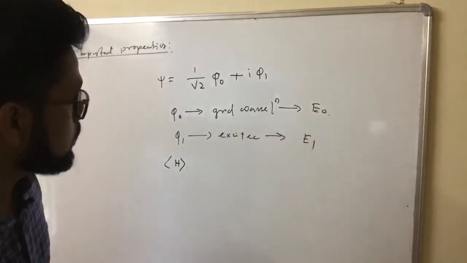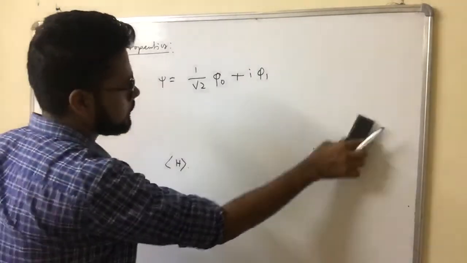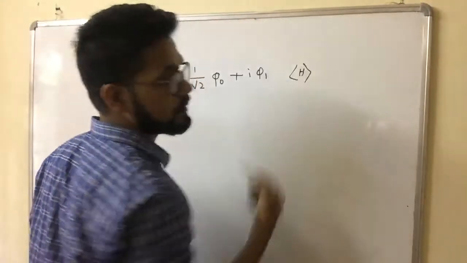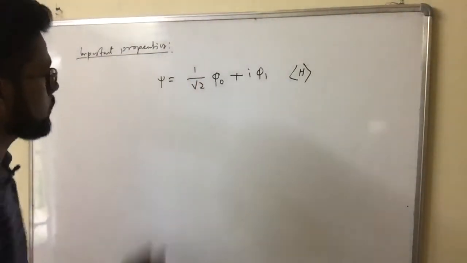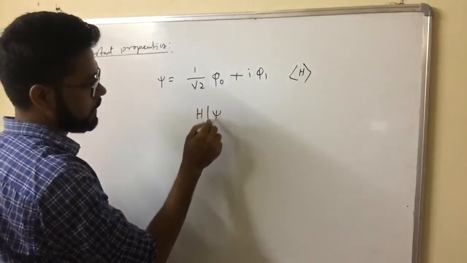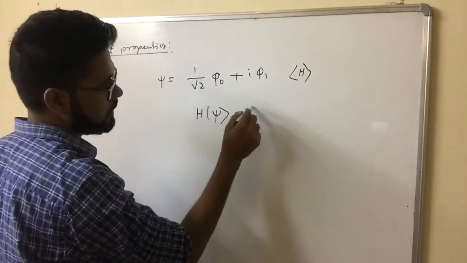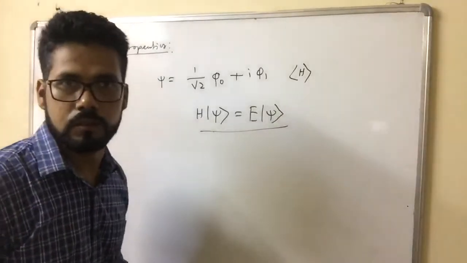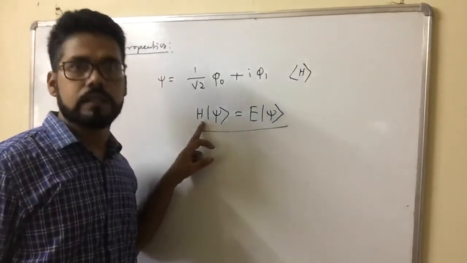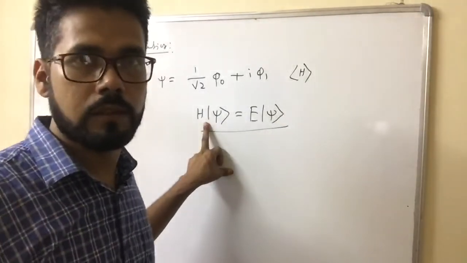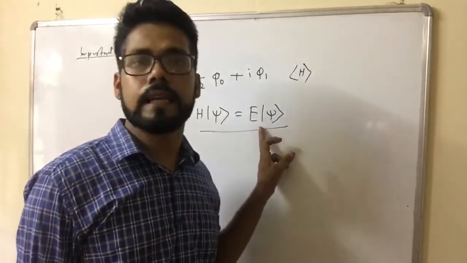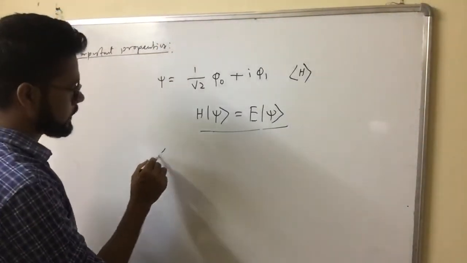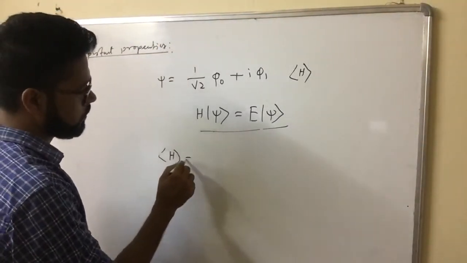So what do we have to do? This part I am removing. Now I have to calculate the expectation value of the Hamiltonian. We know this formula. The Hamiltonian is the operator, operator is equal to energy. This is the Schrodinger time dependent equation. The Hamiltonian is the operator which represents the total energy of a system, and E is the eigenvalue. Hamiltonian means energy eigenvalue. So what is the expectation value formula? We have to calculate. This is the formula.